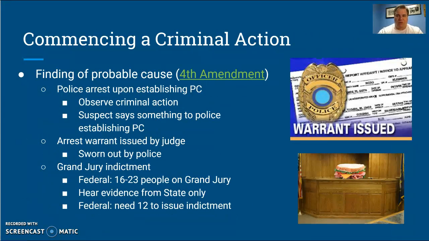You commence a criminal action by a finding of probable cause. Okay. Now, this is all dictated by the U.S. Constitution and the Fourth Amendment. I have a link here to the Fourth Amendment that I encourage you to check out on the Google Classroom version of this presentation. We'll read through it in class.